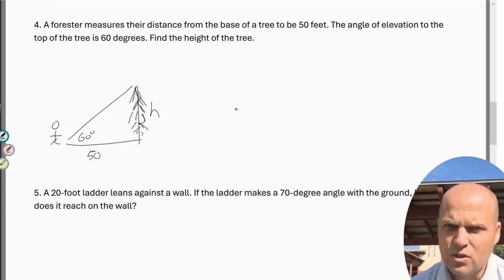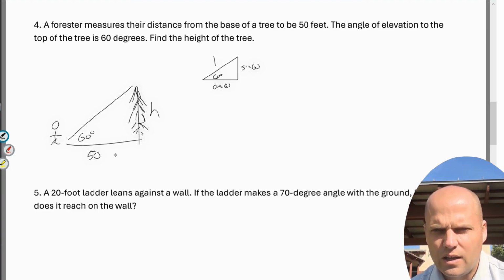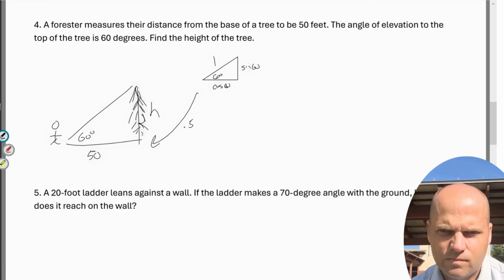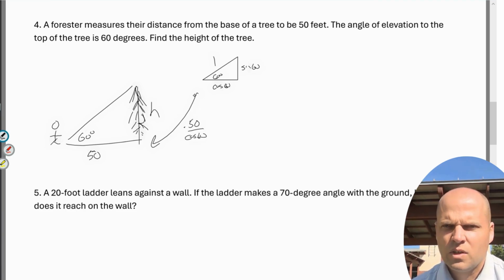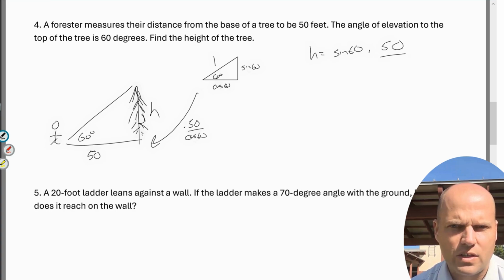Here you go. You can either use a small triangle and scale it, or just set up a proportion and solve. If this is 60 degrees, this is the sine of 60. This is the cosine of 60. This is 1. We can see that 50 is the base length, so we would scale the cosine of 60 by dividing the numbers. So 50 divided by the cosine of 60 is the scale factor. So we would take the sine of 60, this number, and multiply it by 50 over the cosine of 60.